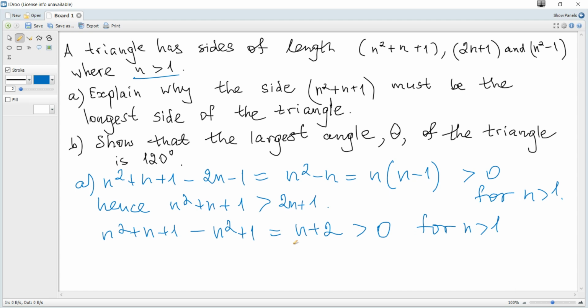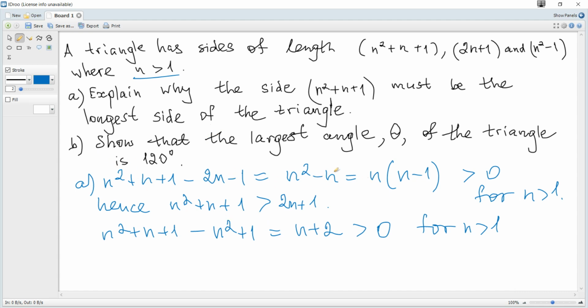And we write a conclusion: since n squared plus n plus 1 is greater than 2n plus 1, and n squared plus n plus 1 is greater than n squared minus 1, hence it's the largest side because it has the largest length.